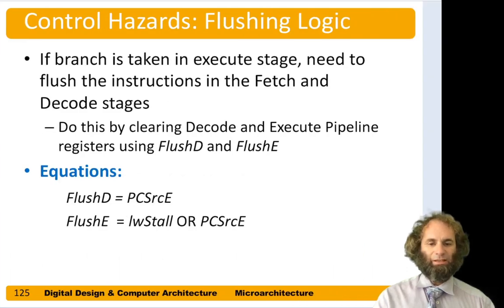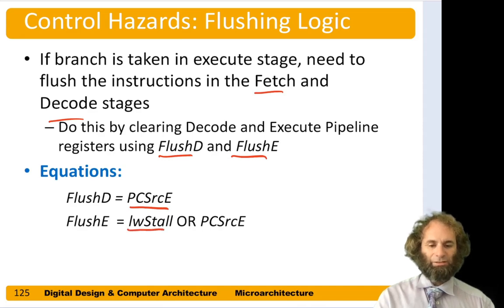So let's take a look at the logic to do flushing. We need to flush when a branch is taken in the execute stage. We need to flush the instructions that were in the fetch and decode stage. And we're going to do it by adding flush D and flush E signals as clear inputs to those pipeline stages, and we will flush in the decode stage if we're taking a branch. We're taking a branch if the PC source signal was asserted in the execute stage.